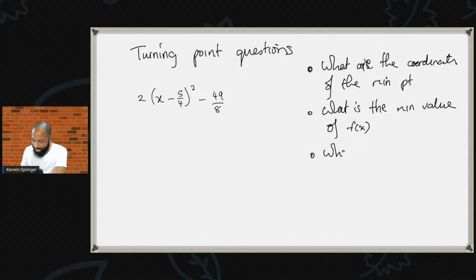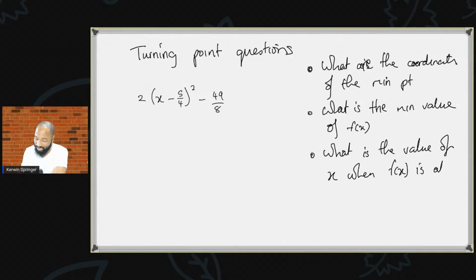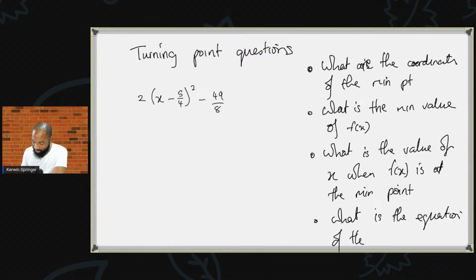They could ask you, and keep in mind, if it was a maximum, this would have been max, right? But it's a minimum. What is the value of x when f of x is at its minimum, or what's the value of x when f of x is at the minimum point? Or they can ask you, what is the equation of the line of symmetry?